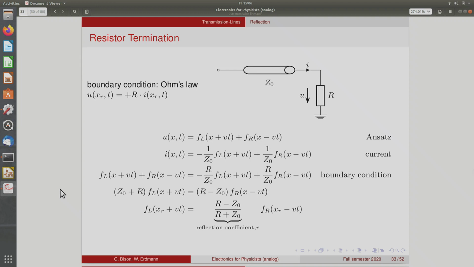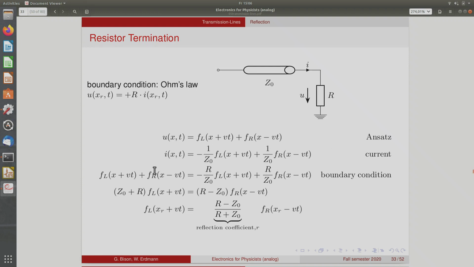Now, what happens if we do not have a completely free or completely fixed end, but instead we put a resistor here, some value? Now the boundary condition is Ohm's law. So it's voltage equals resistor times the current. So again, the same ansatz, left going plus right going. Then the current is 1 over Z times the left going plus, so it's minus 1 over Z of the left going, and plus 1 over Z times the right going, because the sign flips when the direction flips.